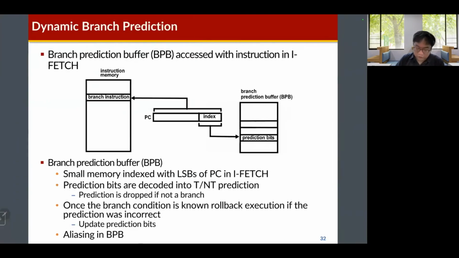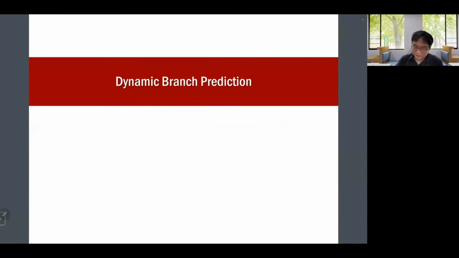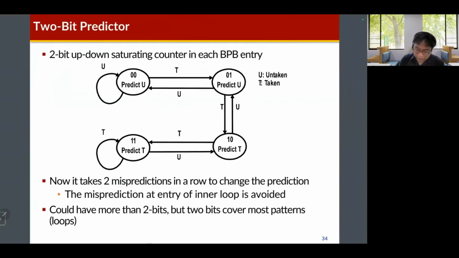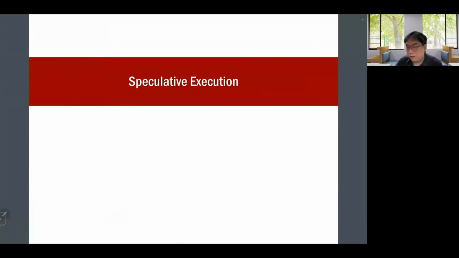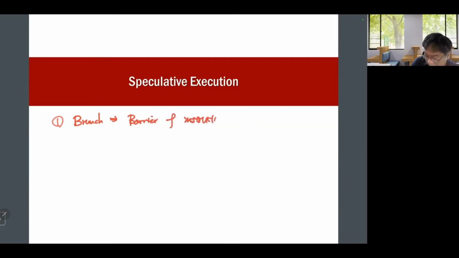Then let's move on to the speculative execution. Actually the next slide is the dynamic branch prediction, but before explaining about dynamic branch prediction, let's see the speculative execution. So we learned that the disadvantage of the Tomasulo algorithm is the branch instruction. So this is the barrier of instructions in a processor.